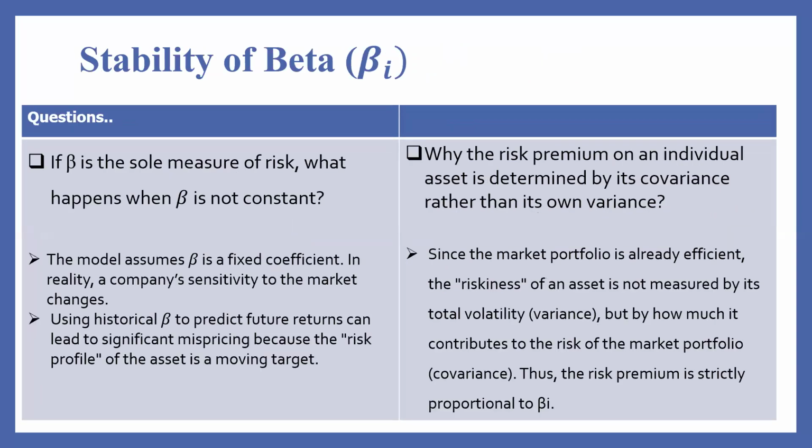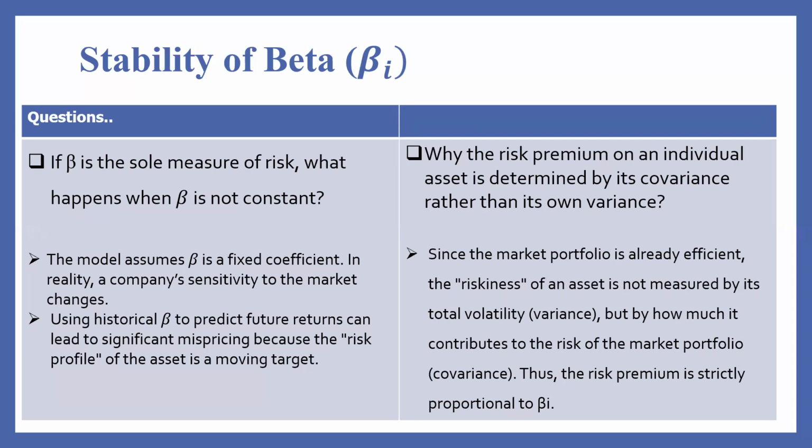Now let's think critically. If beta is the sole measure of risk, what happens when beta is not constant? In the capital asset pricing model, it is assumed that beta is constant over time. But in reality, a company's sensitivity to the market changes with economic conditions. So beta is actually unstable. This creates a problem. Using past data may lead to wrong predictions and misinterpretation.